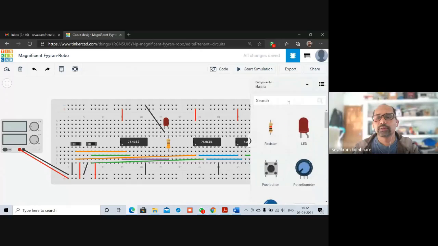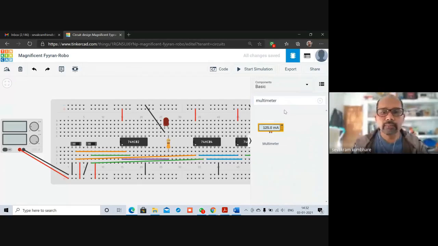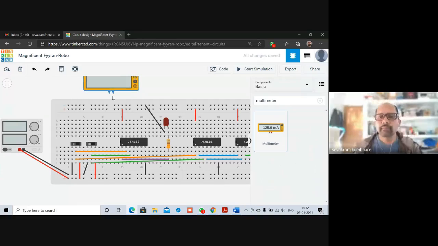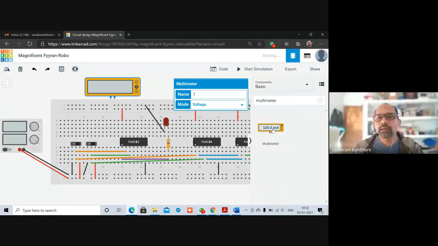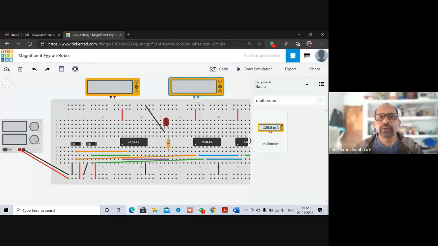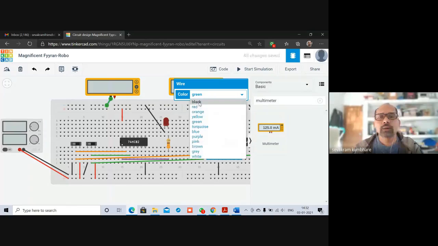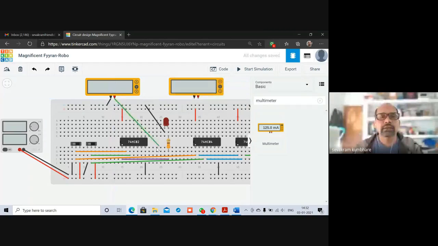Yes, sir. If you want to check out the voltage, that also you can do. How to do it? By connecting a multimeter. If you want, I will show you that also. Okay, give me a minute. So we will take a multimeter. I will connect this to this. I will connect another voltmeter over here, and this is connected to ground, black, and this is connected to the output of this. So I'll connect over here.